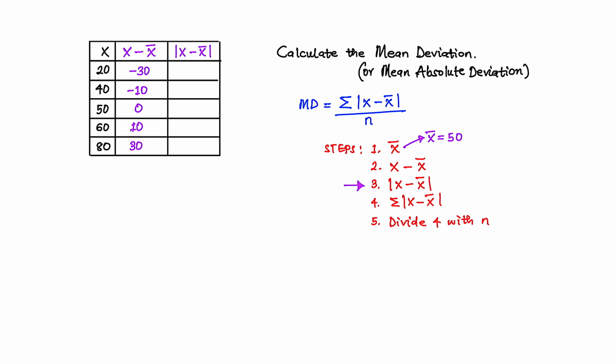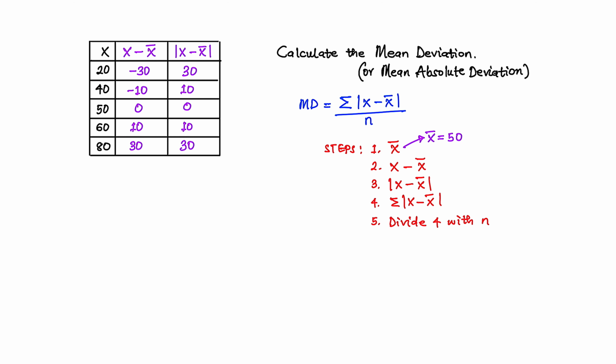So this means minus 30, the absolute value of minus 30 in the first row here is going to be 30. The absolute value of minus 10 in the second row will be 10. The absolute value of 0 is 0. The absolute value of positive 10 is still going to be positive 10. And the absolute value of 30 is 30. And this is how we do step 3, taking the absolute value of the deviation of each data from the mean.